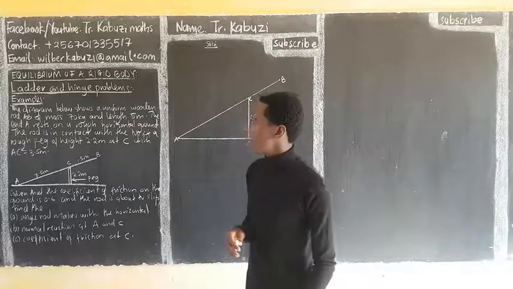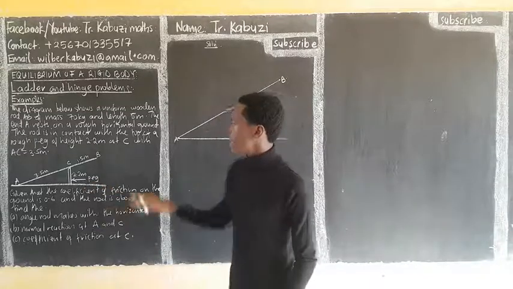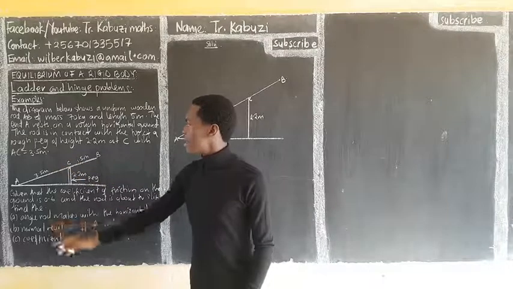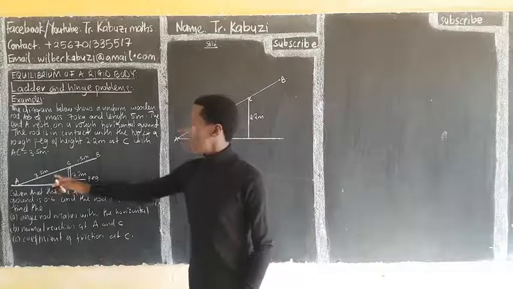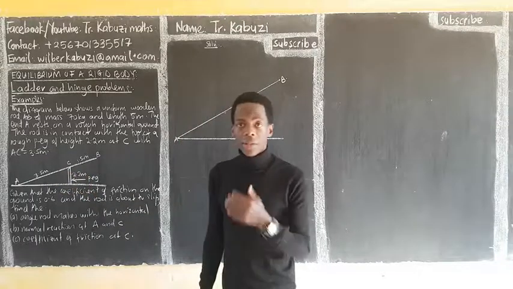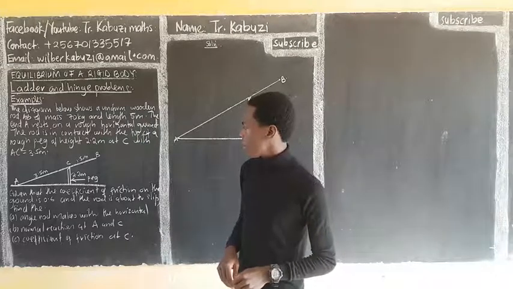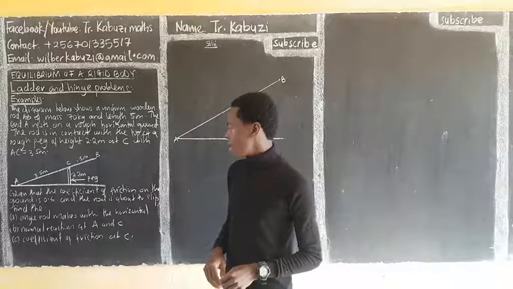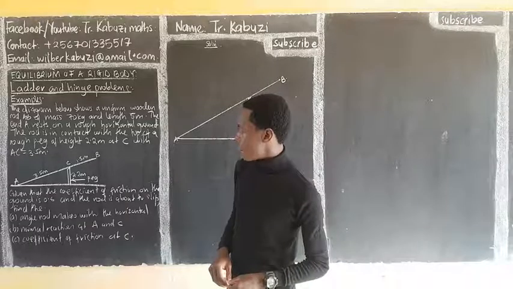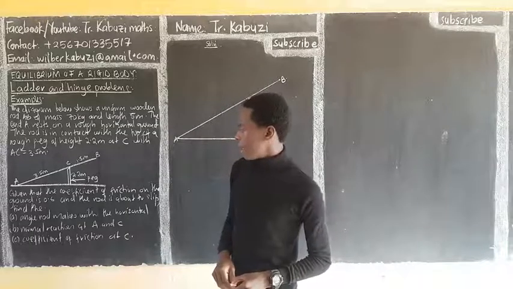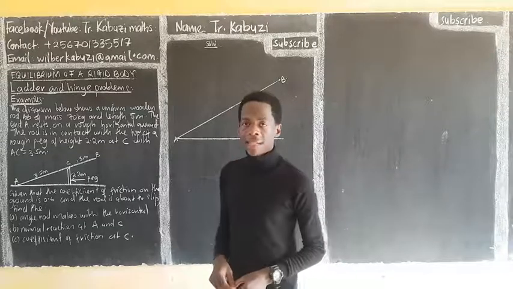The rod is in contact with the top of a rough bed of height 2.2 meters at C, with BC equaling 3.5. So if it's 3.5 from here up to here, this is 1.5 because the whole is 5 meters. Given that the coefficient of friction on the ground is 0.6 and the rod is about to slip, find the angle the rod makes with the horizontal, the normal reaction at A and C, then the coefficient of friction at C.